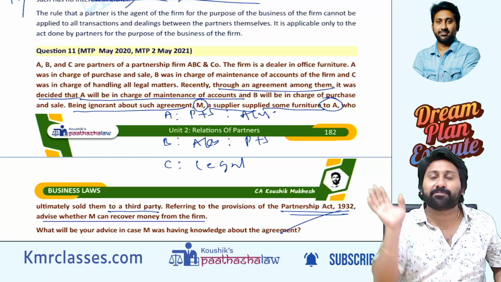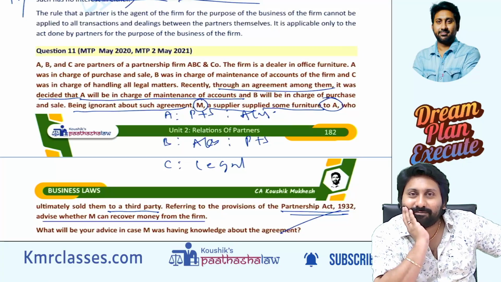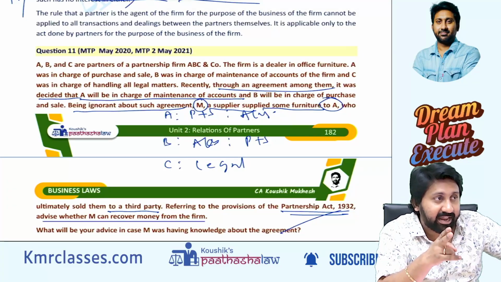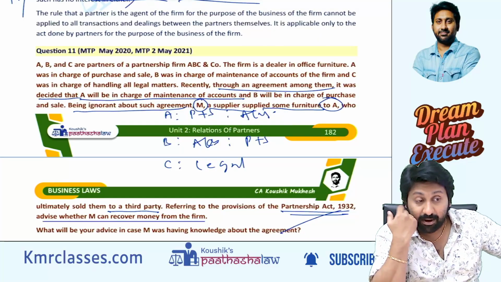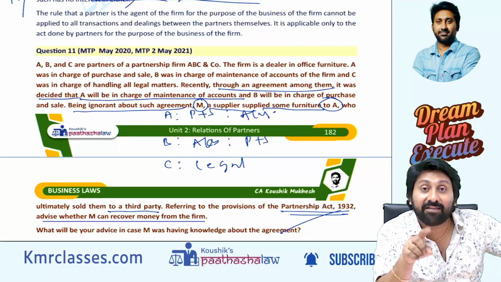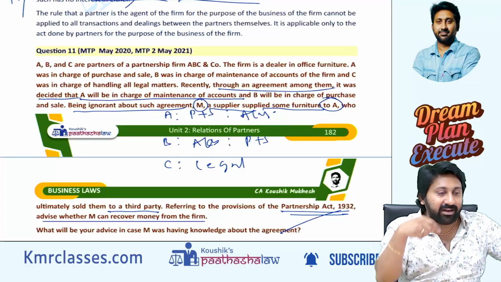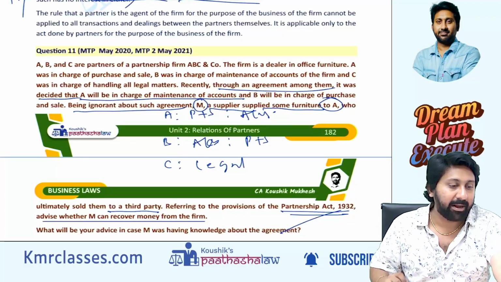Doctrine of indoor management. What will it tell? Outsiders are protected against the persons inside the company. That is indoor management. But they are not protected if they have the knowledge of irregularity. We already read that. Same logic will apply also here.